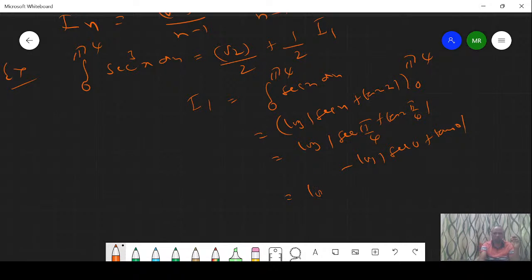It comes as log mod secant pi by 4 plus tan pi by 4. Secant pi by 4 is root 2, and tan pi by 4 is 1. Minus log mod secant 0 plus tan 0: secant 0 is 1 and tan 0 is 0, and log 1 is 0. So it comes log mod root 2 plus 1, because log 1 is 0. This is the value of I_1.